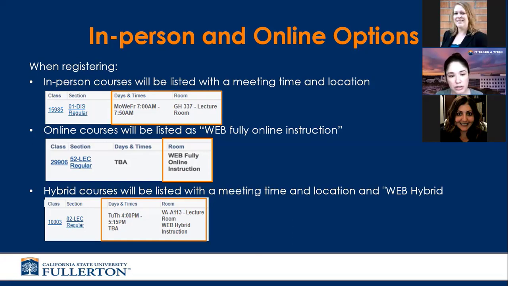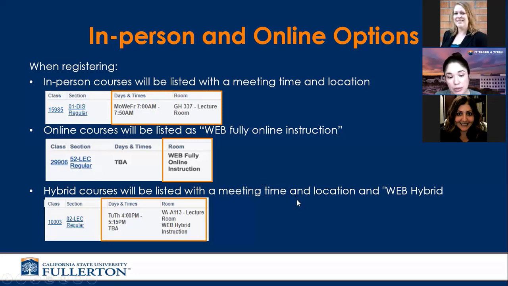So if you're registering for a class that's going to be offered in person, you're going to see it listed with, of course, a day and a time to meet, but it's also going to include a room space. So this first example shows what that looks like. If it's an online course, in the room section, excuse me, you're going to see that it says web fully online instruction. So that is a fully online class.